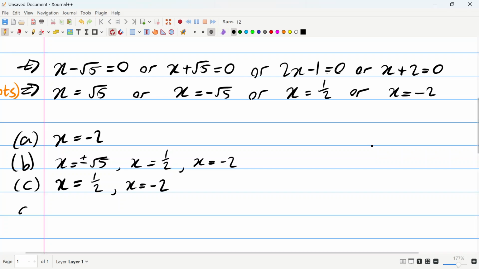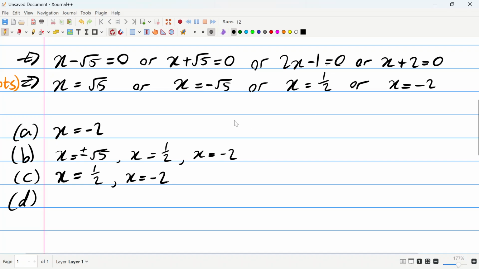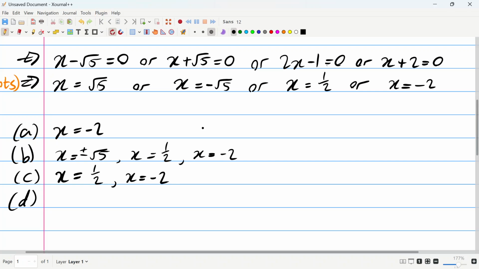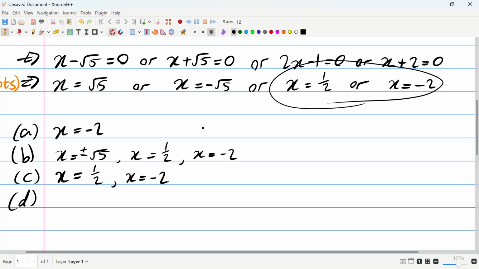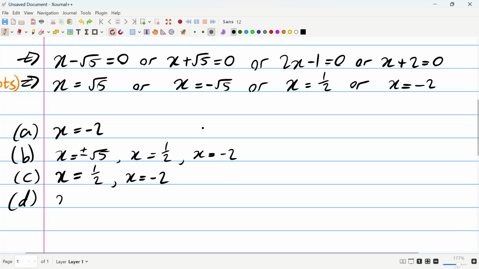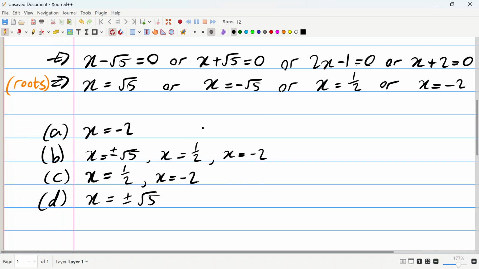And then number D is going to be irrational, right? Meaning the decimal doesn't have an end, okay? Notice that that is basically going to be everything that we have that is not rational, which is square root of 5 and negative square root of 5. So it's x equals plus or minus square root of 5. Okay, so we can write it like that. So this is the nature part, okay? So we understood the nature from those roots.